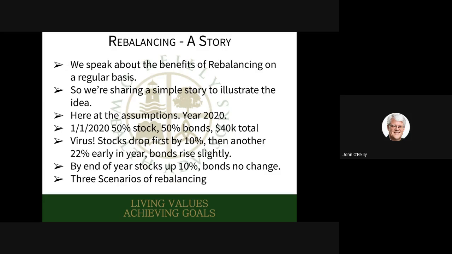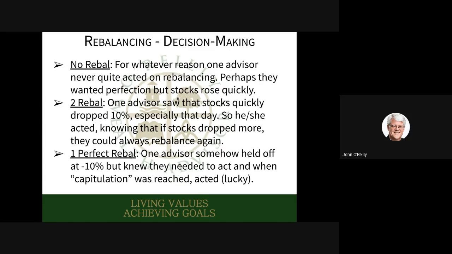So let's look at three different scenarios of rebalancing. In the first case, no rebalance. For whatever reason, one advisor never quite acted. Maybe they almost pulled the trigger, and then the stocks started coming back up, so they decided not to do anything. Or maybe this was not an advisor, but someone else who wasn't doing rebalancing.